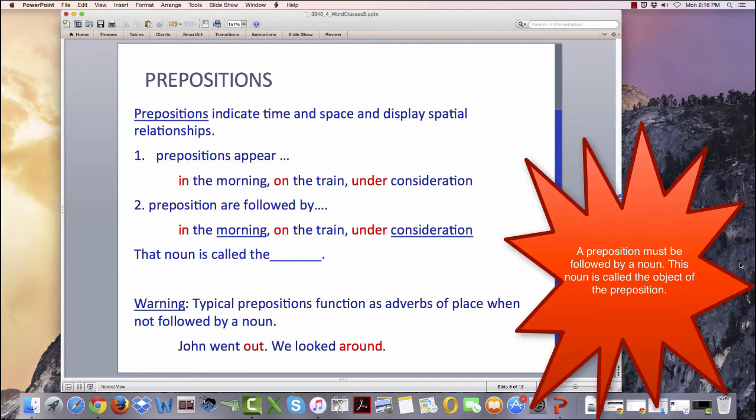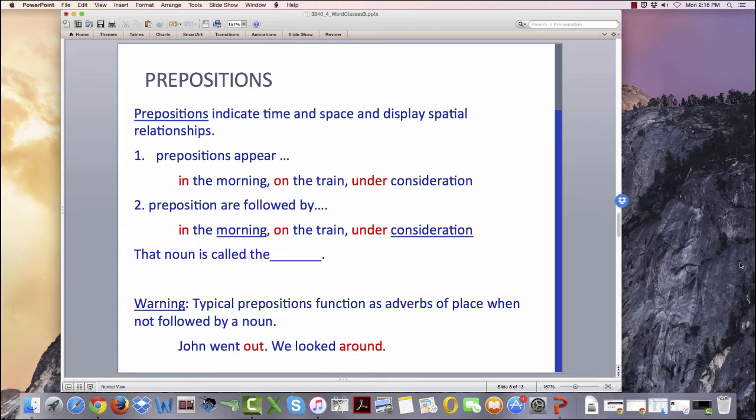So a preposition must be followed by a noun. It has to be followed by a noun. So a prepositional phrase then is your preposition plus the noun. Okay, so that noun is called the object of the preposition.